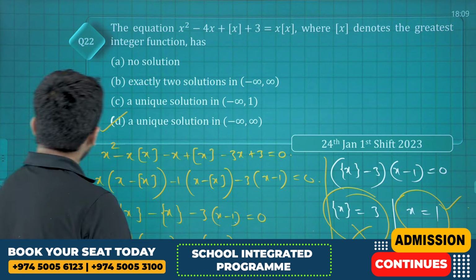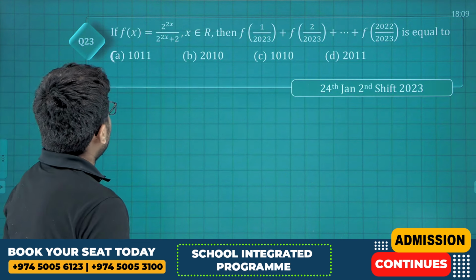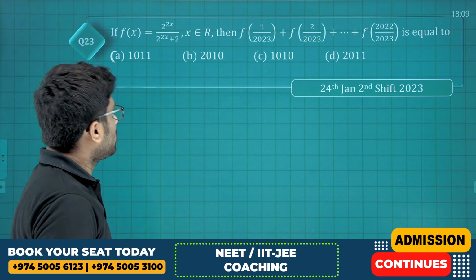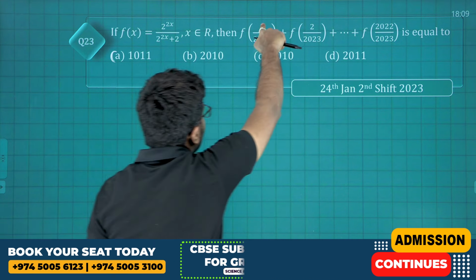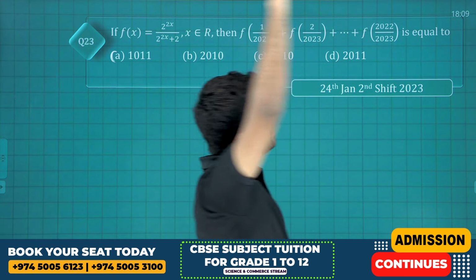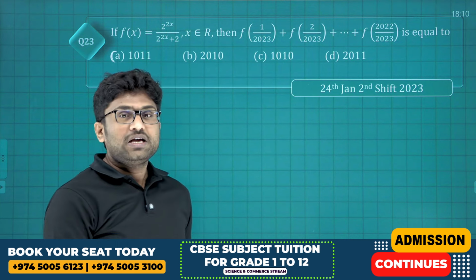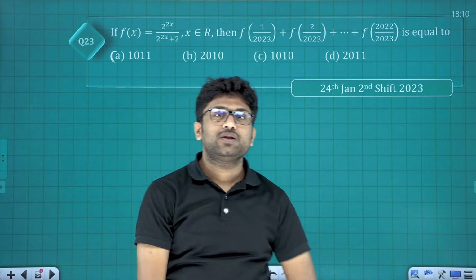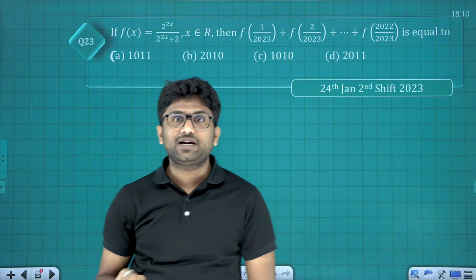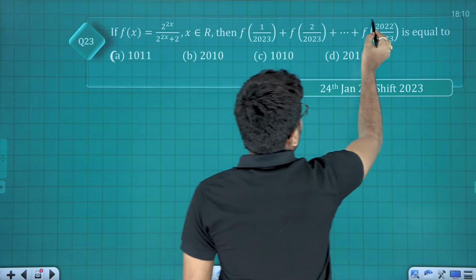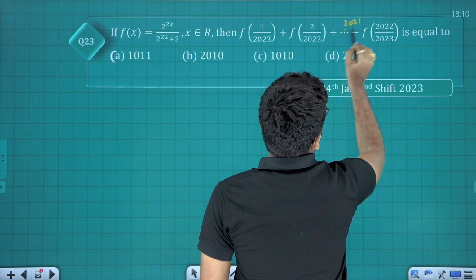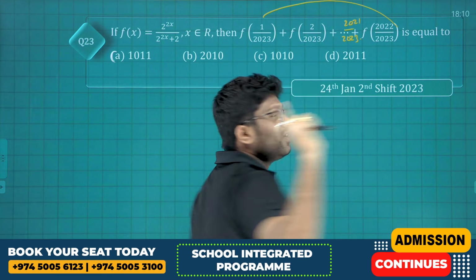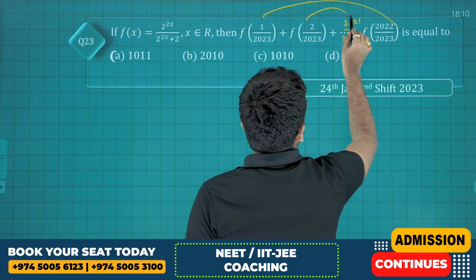Clear? Next question. f of x is equal to 2 power 2x divided by 2 power 2x plus 2, such that x belongs to R. Find f of 1 divided by 2023, and so on till f of 2022 divided by 2023. Friends, whenever we come across a question such as a series problem, please make sure you identify a pattern. See, before this you will be having 2021 divided by 2023. If you sum these two, you are getting 1. If you sum these two, you are getting 1.